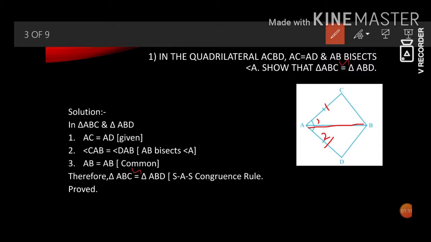Therefore, triangle ABC is congruent to triangle ABD by side angle side congruency rule. Here both the sides include one angle, that is angle A, and hence it is proved.